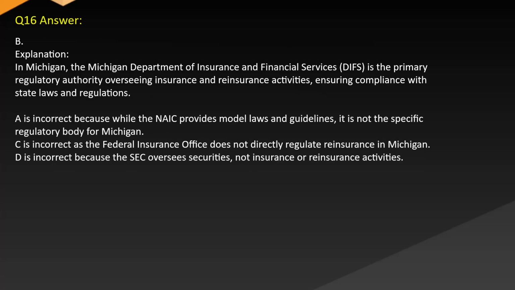Answer. B. Explanation. In Michigan, the Michigan Department of Insurance and Financial Services, DIFS, is the primary regulatory authority overseeing insurance and reinsurance activities, ensuring compliance with state laws and regulations. A is incorrect because while the NAIC provides model laws and guidelines, it is not the specific regulatory body for Michigan. C is incorrect as the Federal Insurance Office does not directly regulate reinsurance in Michigan. D is incorrect because the SEC oversees securities, not insurance or reinsurance activities.